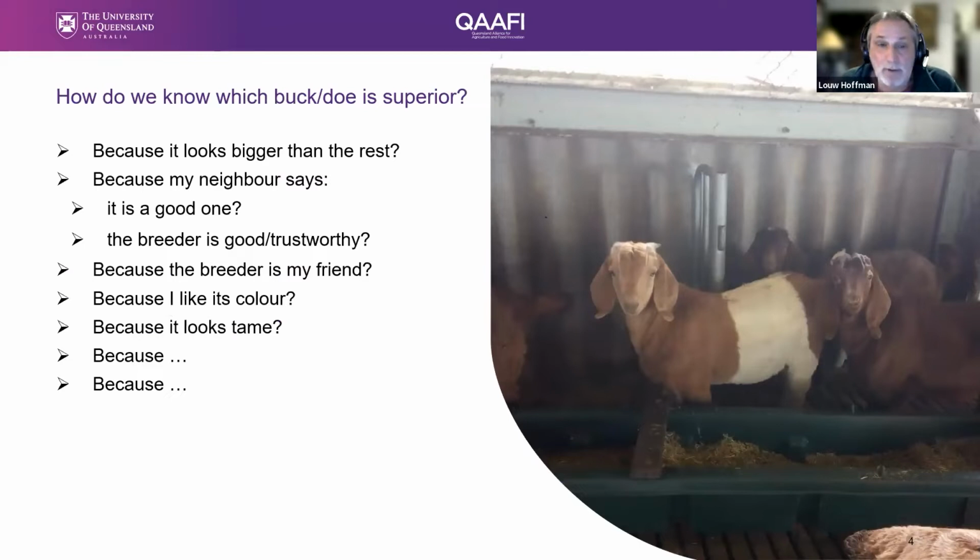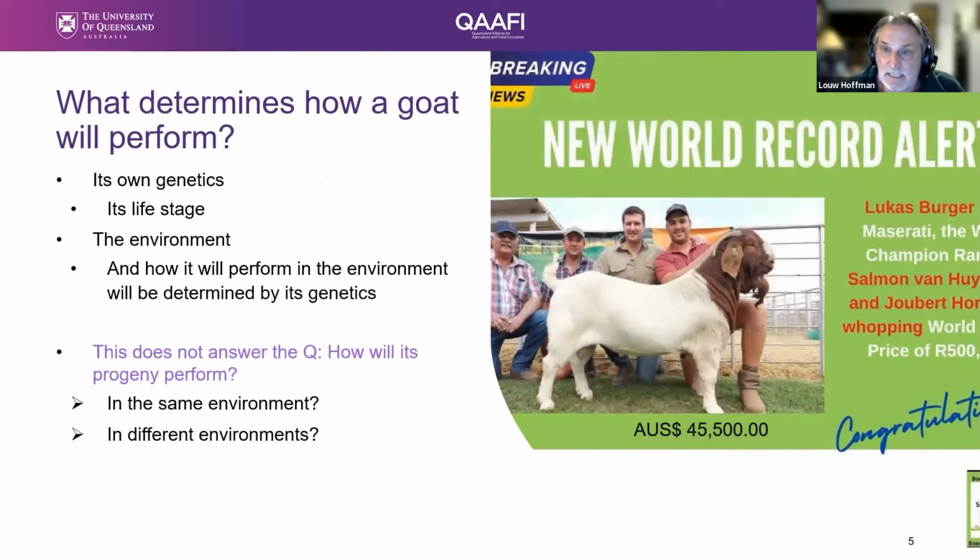So is it superior because it looks bigger than the rest? But how do you know it's not bigger because it's maybe older? Or because my neighbor says it's a good one? Or the breeder is good, trustworthy? Or is it because the breeder is my friend and therefore he's going to produce good goats? Or because I like the color? Because it looks tame? So none of these are actually the right answer, isn't it?